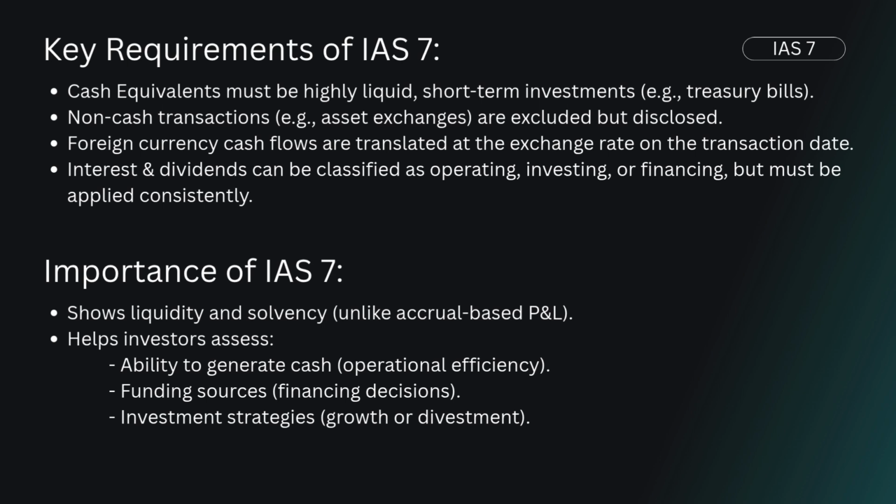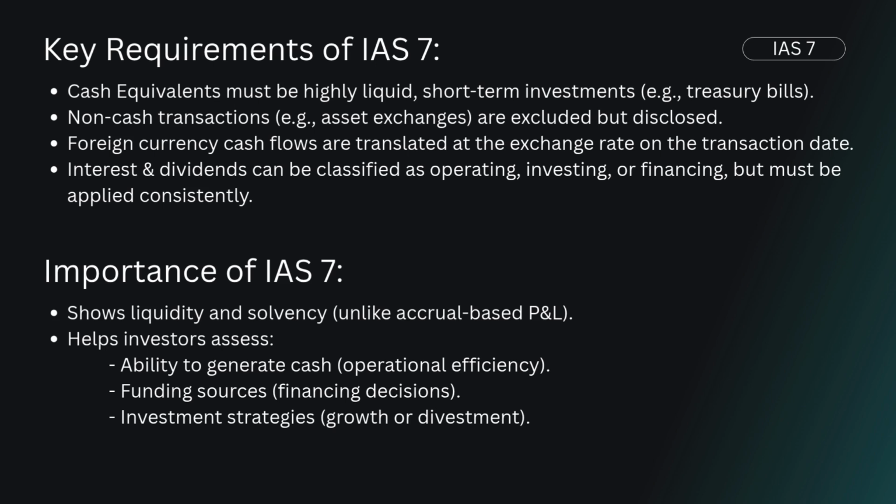Key requirements of IAS 7. 1. Cash equivalents must be highly liquid, short-term investments. 2. Non-cash transactions, for example, asset exchanges, are excluded but disclosed. 3. Foreign currency cash flows are translated at the exchange rate on the transaction date. 4. Interest and dividends can be classified as operating, investing, or financing, but must be applied consistently.